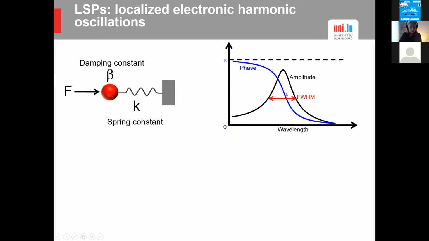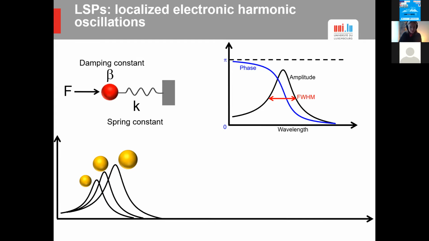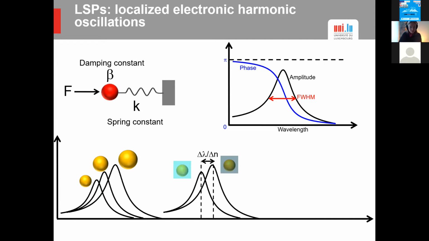And the nice thing is that by, for instance, changing the dimension of your sphere, of your metallic particle, you can tune the position of the resonance, but you can tune it also by changing the refractive index surrounding the particle. And this is very important for biosensing applications. And finally, you can also choose different materials. So you can change the damping of the motion of the electrons inside your particles to tune also the intensity and the width of the resonance.